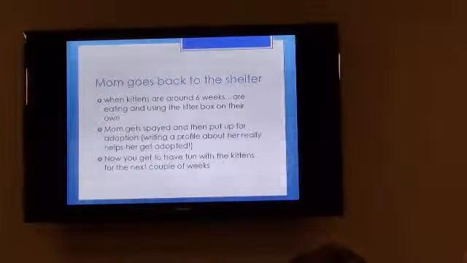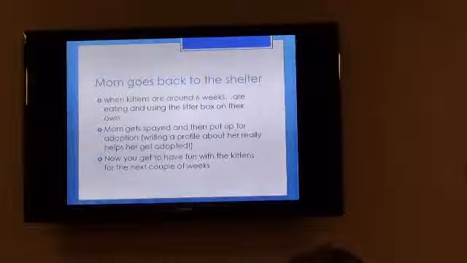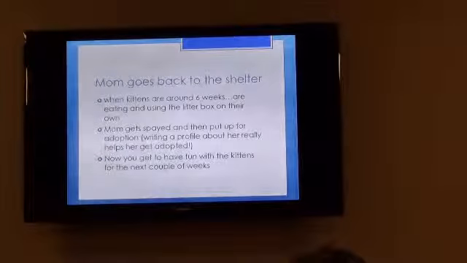You just need to make sure that those things are in place for them. Then, like I said, when the kitten's around 6 weeks old and they're eating on their own and using the litter box, it's right around then that mom gets spayed. She's usually taken to the shelter, she dries out, and then she is spayed. And then she's ready to be adopted.